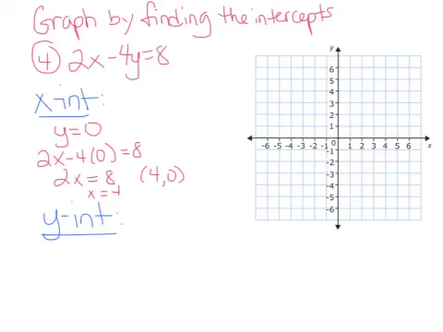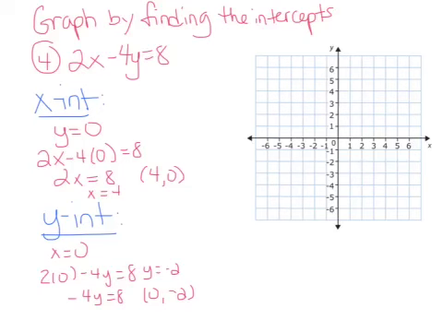Your y-intercept, you're going to let x equal 0. You get 2 times 0 minus 4 times y equals 8. That gives you negative 4y equals 8. And then if you divide both sides by negative 4, you get y equals negative 2. So your y-intercept will be at 0, negative 2.